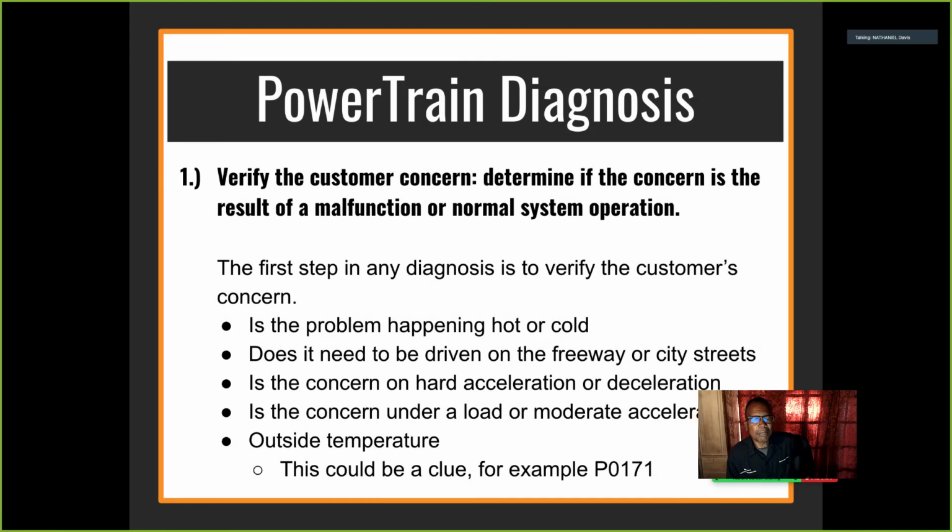All right, here's the thing. It says verify the customer concern. Determine if the concern is the result of malfunction or normal operation. The first step in any diagnosis is to verify the customer's concern. Now, this is important. Is the problem happening cold or hot?